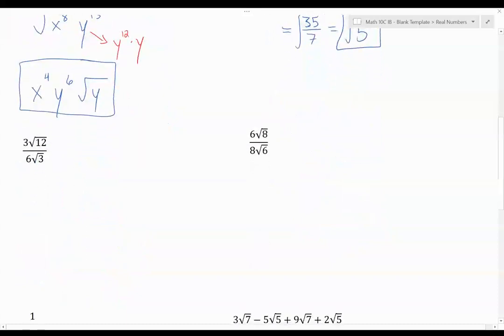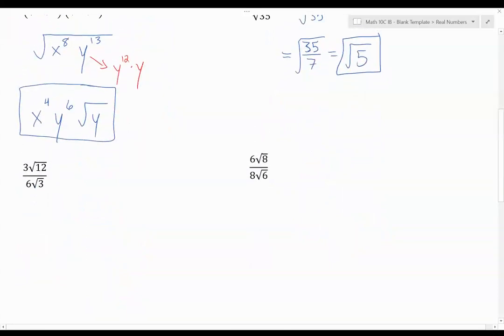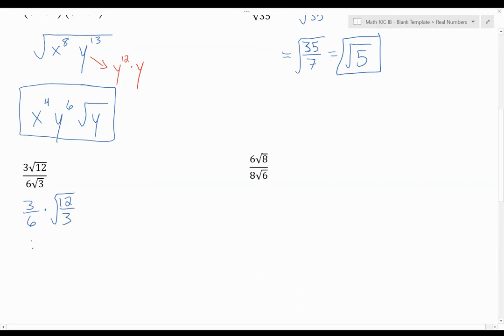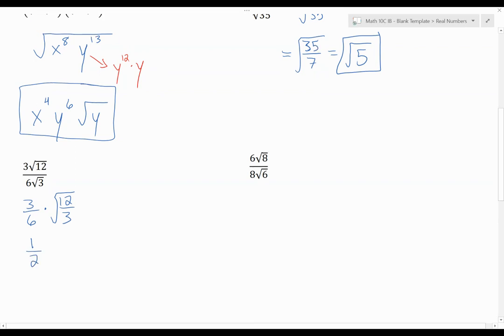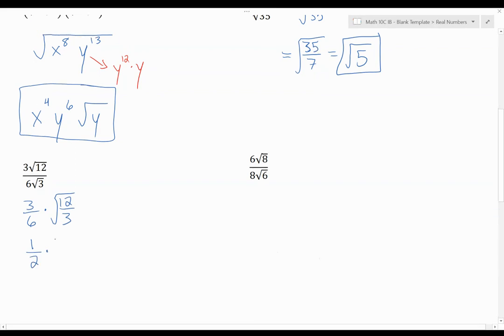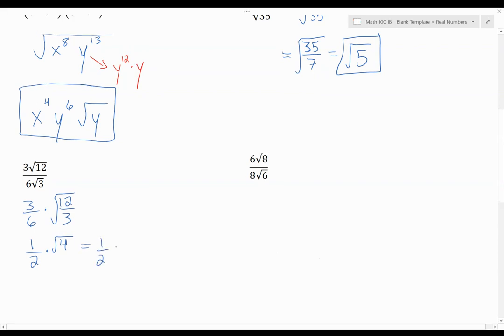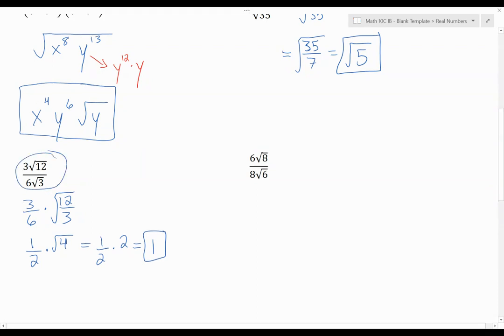If I have mixed fractions or mixed radicals in my fraction, I can treat the whole number portion and the radical portion somewhat separately. So 3 over 6 is 1/2. Obviously, 12 over 3 is 4, so this is times root 4. But I know that root 4 is 2, so this is 1/2 times 2, which is just 1. So this whole complicated fraction here is just equivalent to 1.